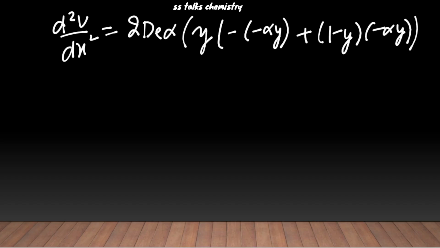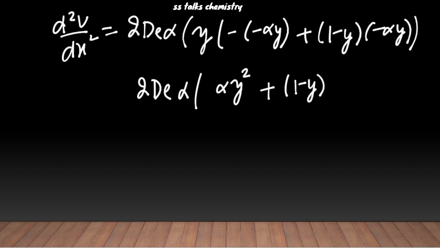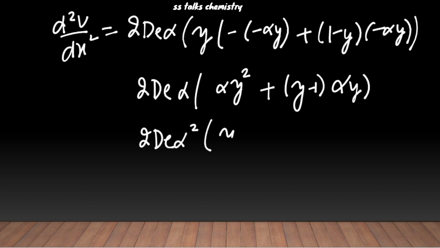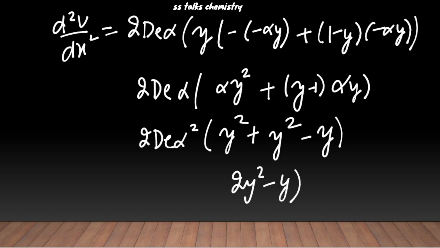This we are getting. So 2dE into the alpha into alpha times the y square plus of the 1 minus of the y into the alpha times the y. So negative sign it is there. So you can write this one as y minus of the 1. So this is the value. Now alpha we can take it outside. So 2dE into the alpha square y square plus of the, now open this bracket, y square minus of the y it will become. This is what we are getting. So 2 times the y square minus of the y into the 2dE into the alpha square.